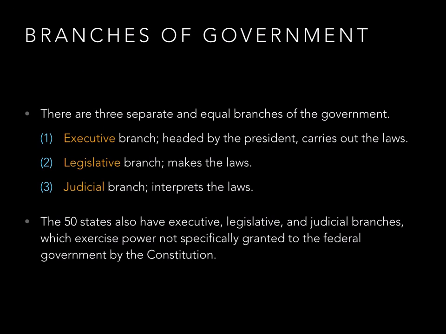Branches of government. There are 3 separate and equal branches of government. First, the executive branch, which is headed by the president, who is supposed to faithfully execute the laws. Second is the legislative branch, which makes the laws. And the third branch is the judicial one, which interprets the laws.